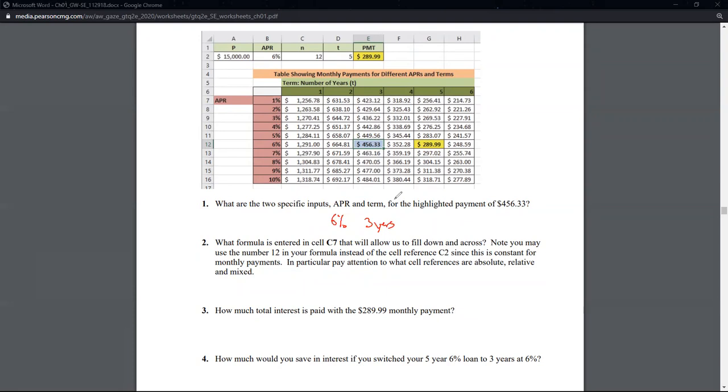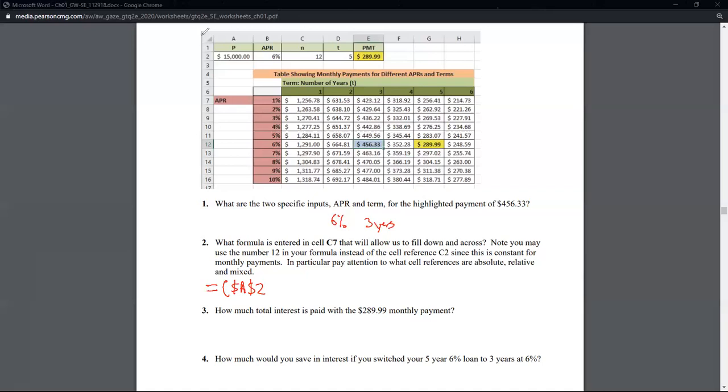What formula is entered in cell C7 that will allow us to fill down and across? Note, you may use the number 12 in your formula instead of the cell reference, since this is constant for monthly payments. In particular, pay attention to what cell references are absolute, relative, or mixed. So some will need double cash symbols, some will not, some will need single cash symbols. So I'm just going to go ahead and give this to you straight up because, again, this is not a question that I really want to be done at this point. I'll give it to you, and then we'll talk about why each thing is done as it is.